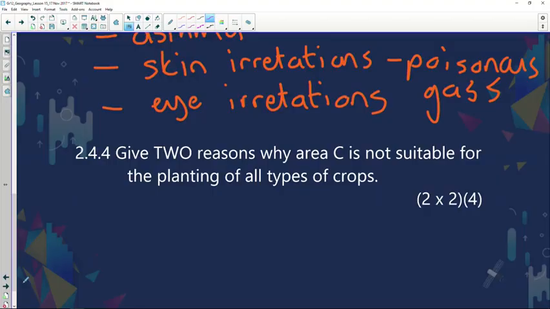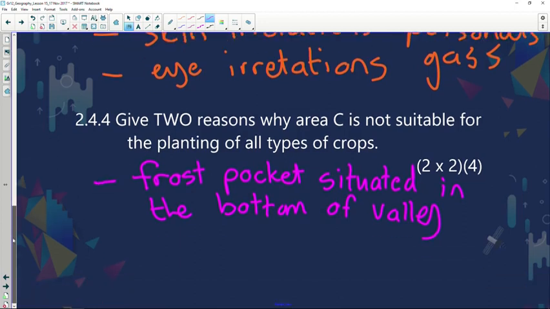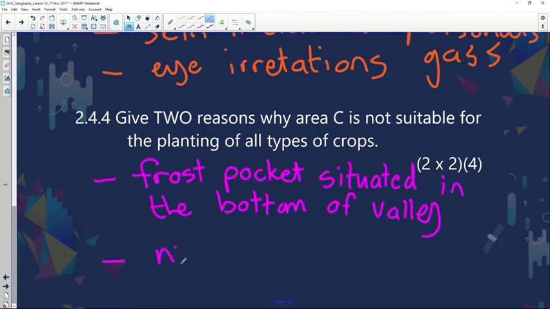So the correct answer is over there. Give 2 reasons why area C is not suitable for planting of all types of crops: because of the frost pocket situated over there, situated in the bottom of the valley, and the night temperatures drop below freezing.